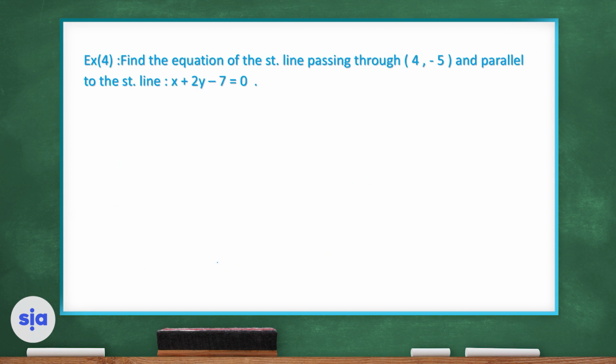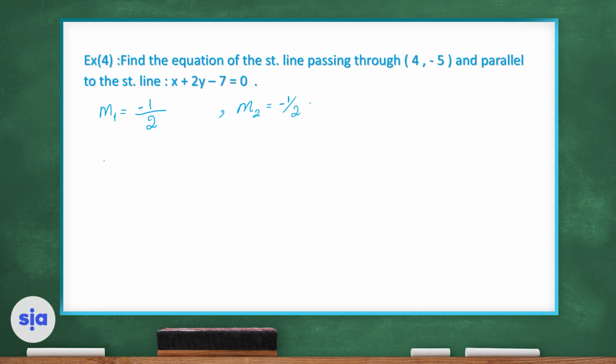Example number 4. Find the equation of the straight line passing through (4, -5) and parallel to the straight line x plus 2y minus 7 equals 0. In the beginning, we need to find the slope of the given line. So m1 equals negative coefficient of x, which is negative 1, over coefficient of y, which is 2. As long as the two lines are parallel to each other, then m2 is the same as m1.